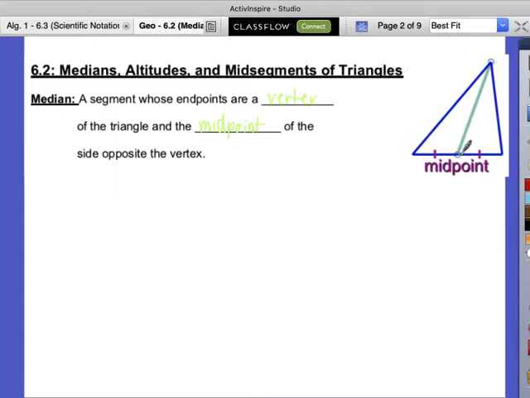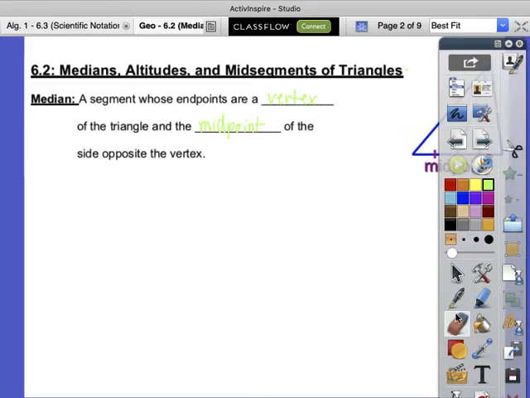Okay? Why could we not go from a vertex to another side's midpoint? Because it would not be the same. Well, because then it'd just be part of the side of the triangle, wouldn't it? So that wouldn't work, okay?